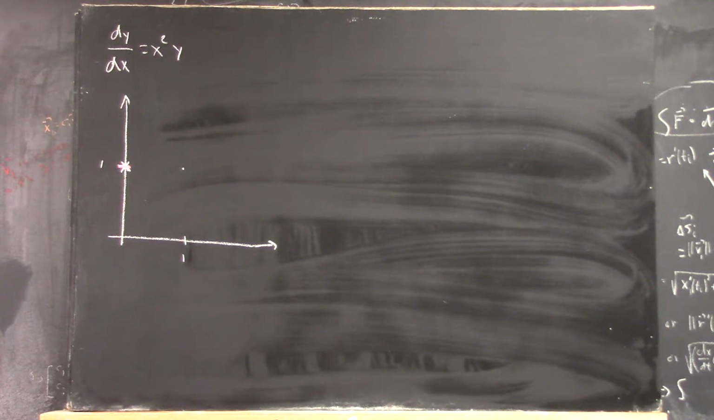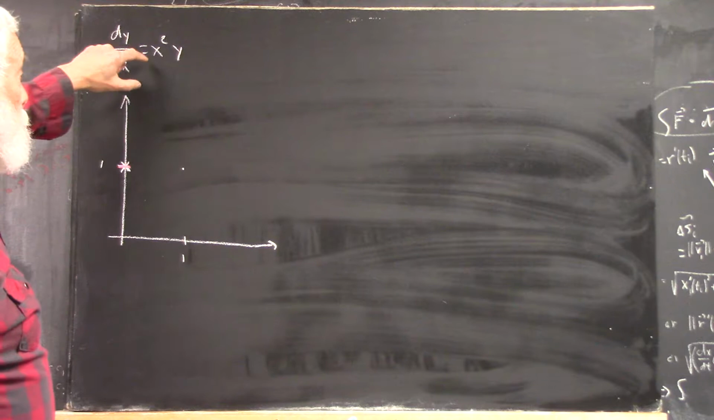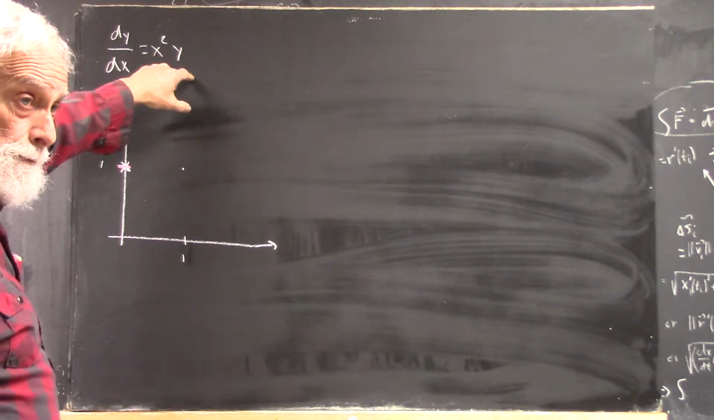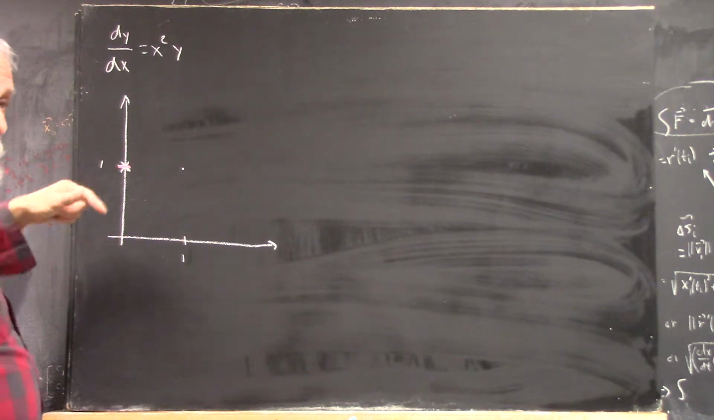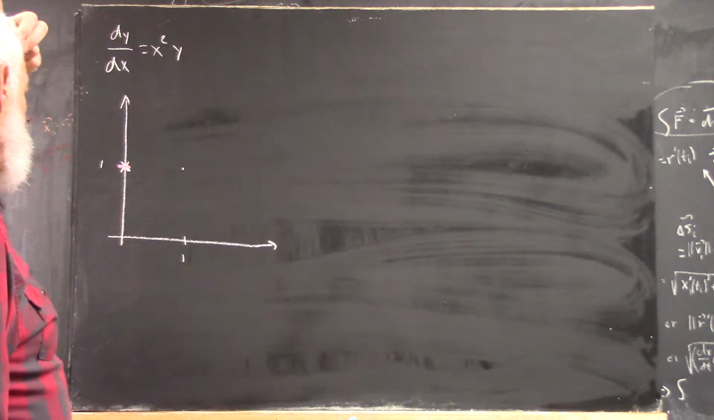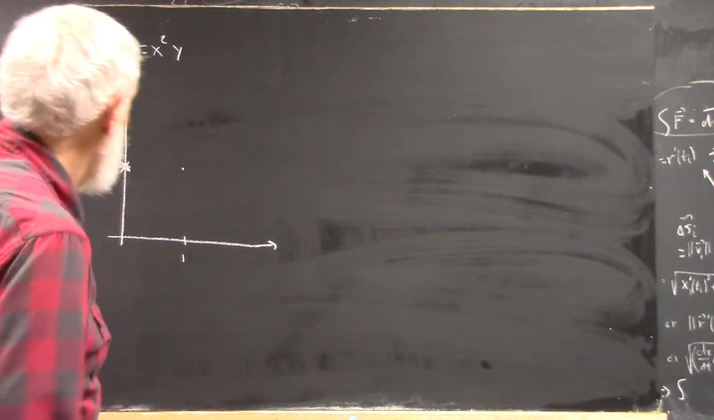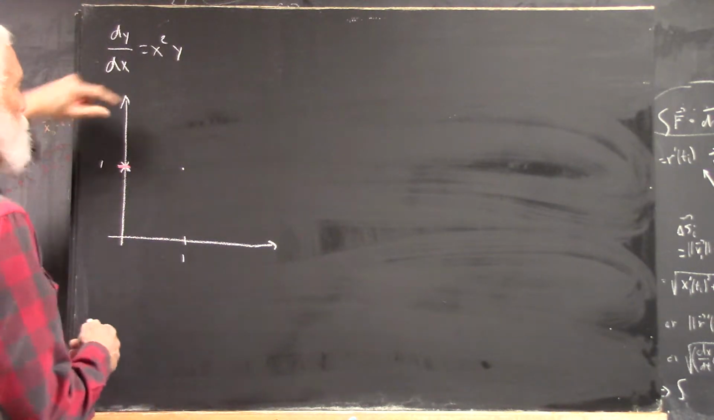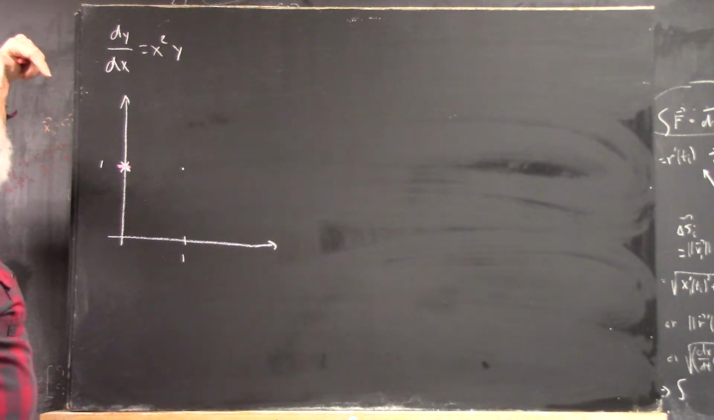Okay, so we started with dy/dx equals x squared y. First equation we actually looked at, we found that there's going to be some kind of an asymptote for some reason or another. Okay? And we solved the problem. We actually solved it and got the solution and verified that was the case.